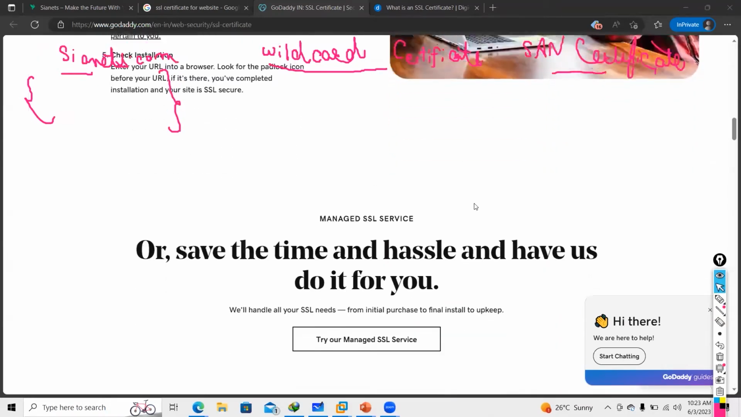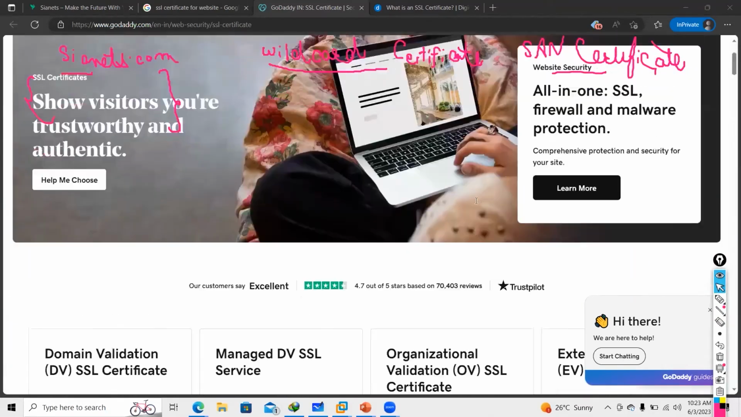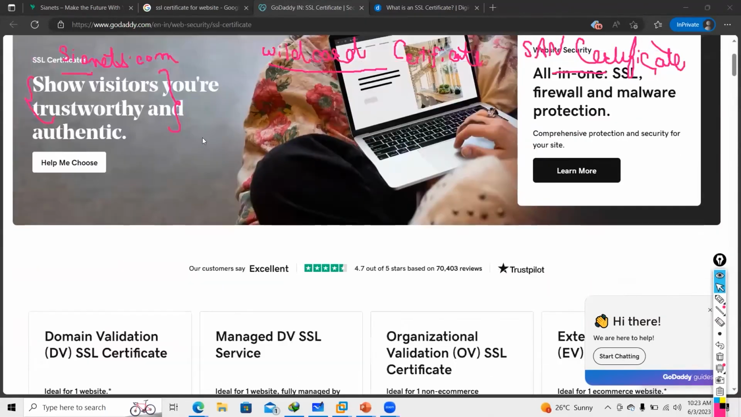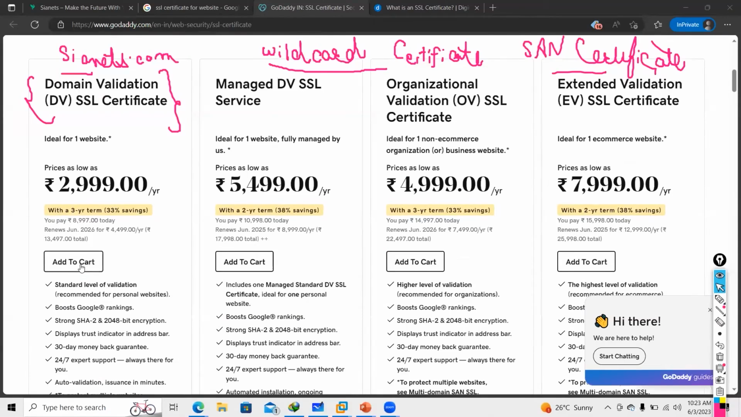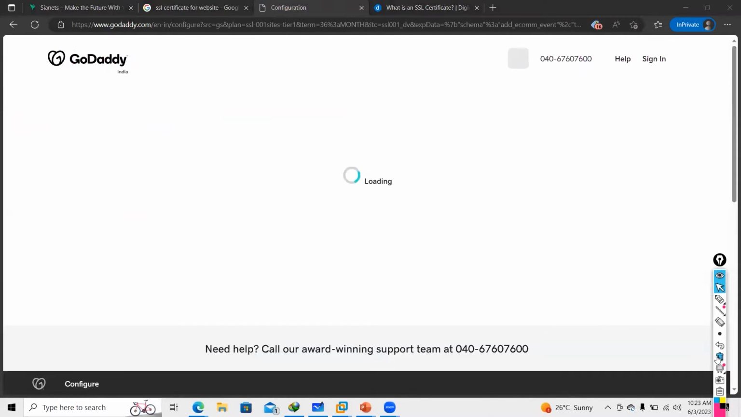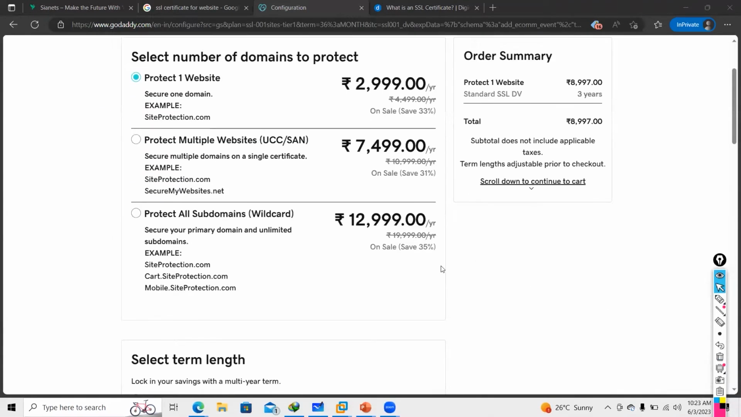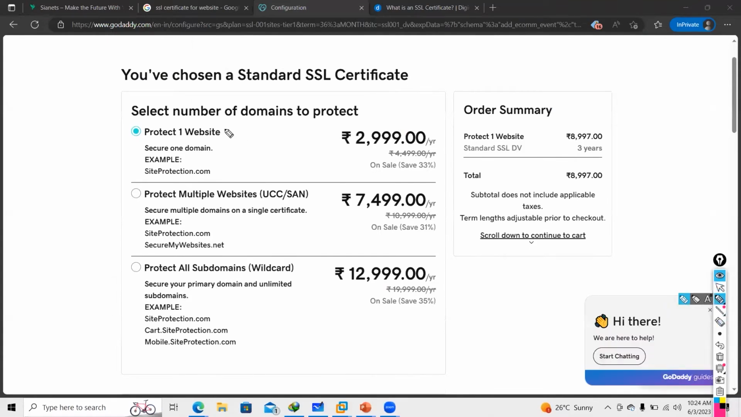So you need to decide it here. First, let's say I want to buy an SSL certificate, domain level. So I will go here. I will add to cart. Now here you will get everything. Can you see this? When I give it, do you want to protect one website? It will say, do you want to protect one website? This is called your domain level certificate.